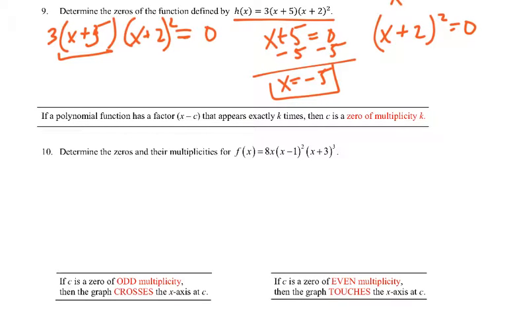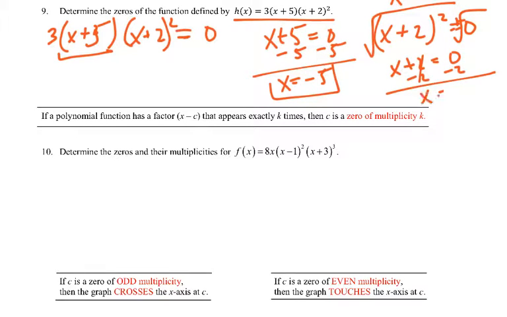And then here we would take the square root of both sides. Remember, plus or minus 0. 0 doesn't have a sign, so we'd just be left with x plus 2 equals 0. Subtract 2 from both sides. We get x equals negative 2. So those are our zeros for this function.